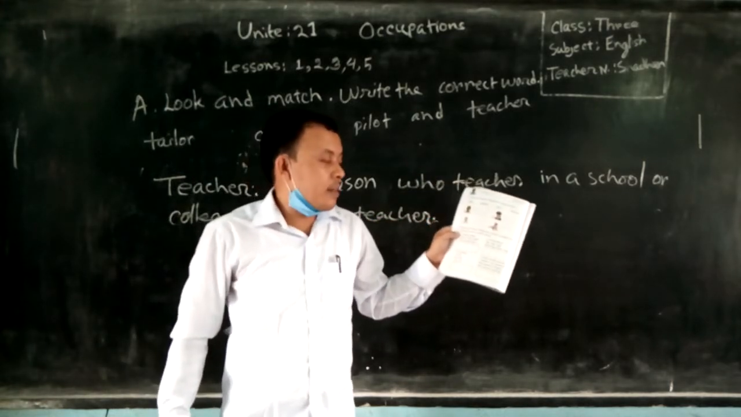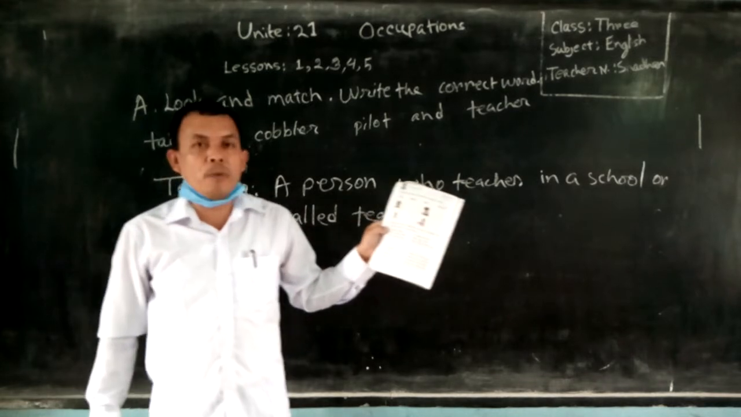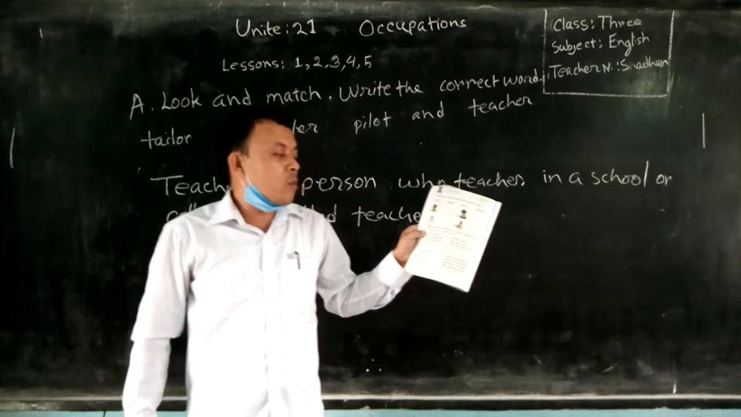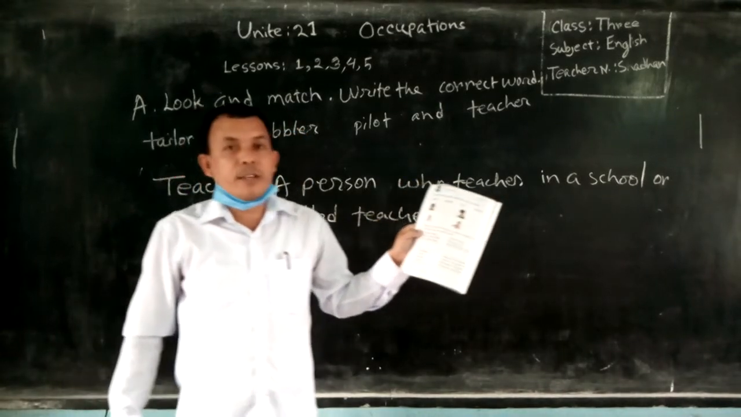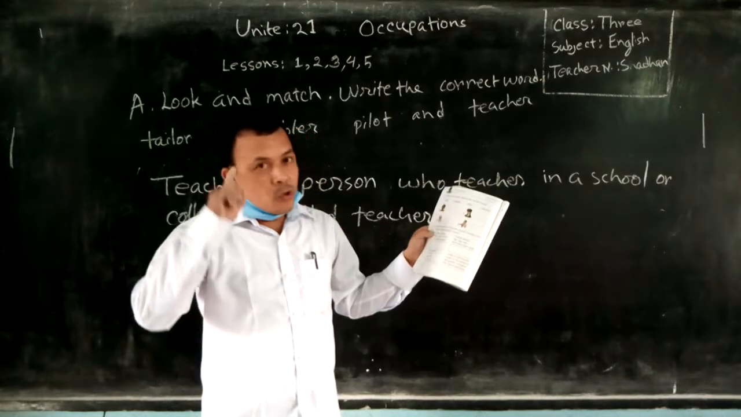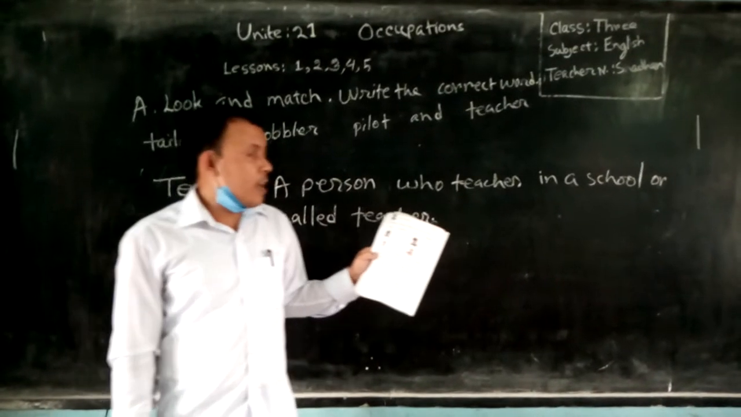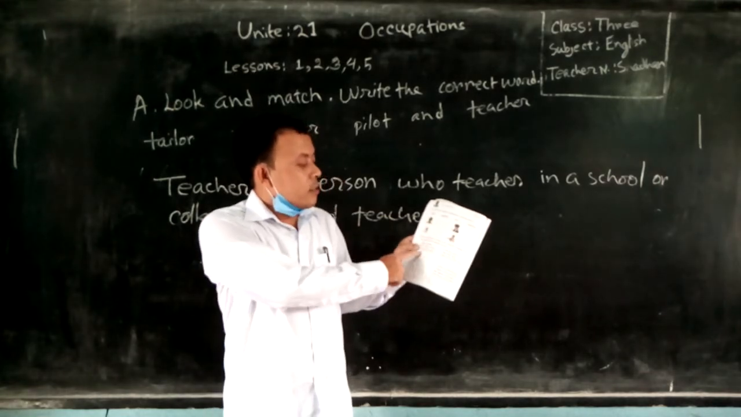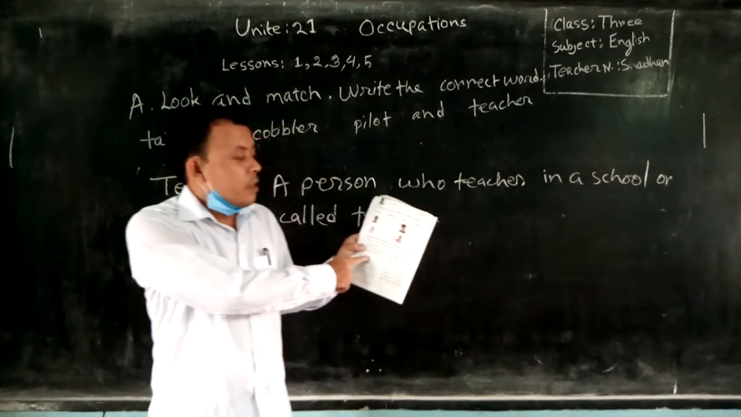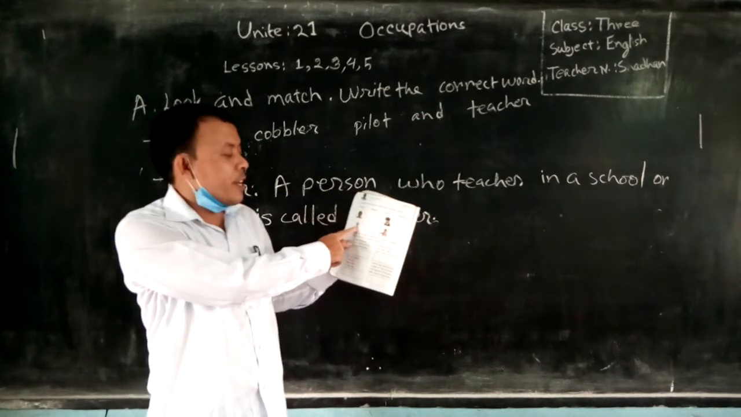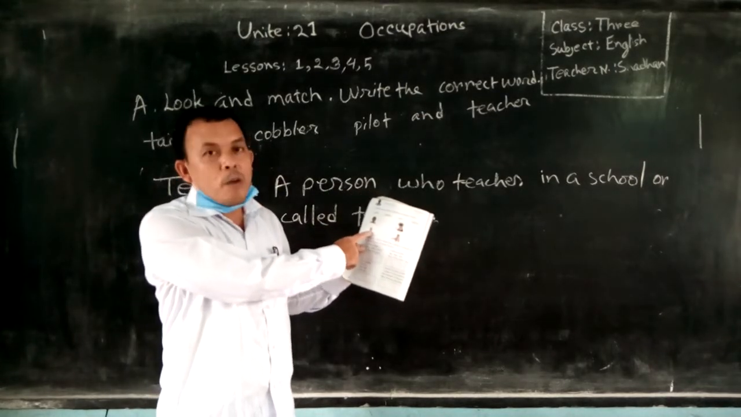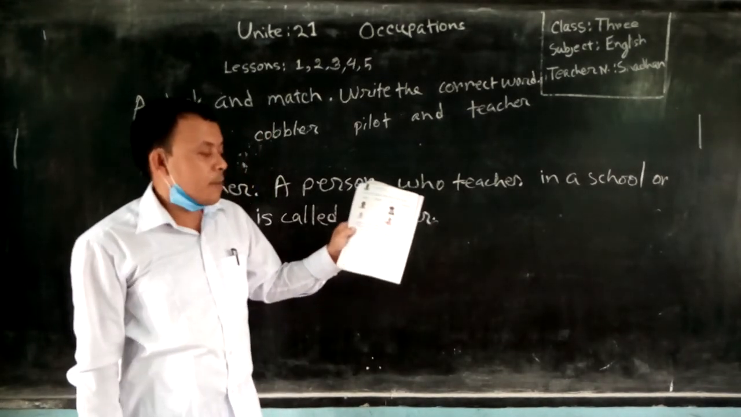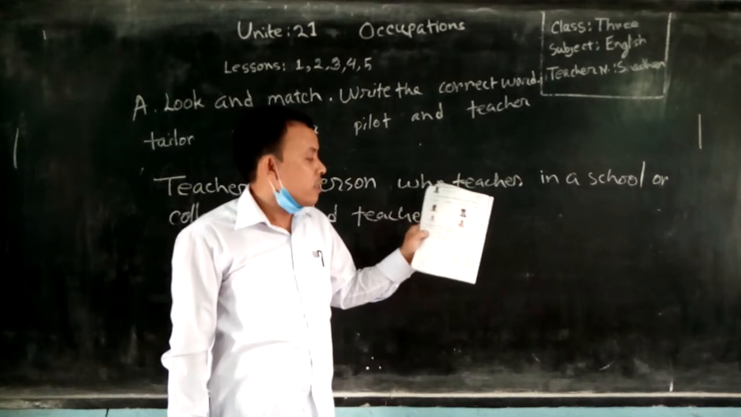Here the lines are discussing the profession of a cobbler, because this person made clothes. That means he is a tailor. Students, I have already made a mistake. Here for the rhyme it would be tailor, but I said cobbler. Sorry for my mistake. And now I am going to discuss these rhyme lines once again.